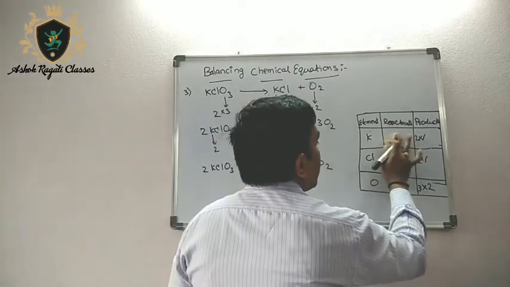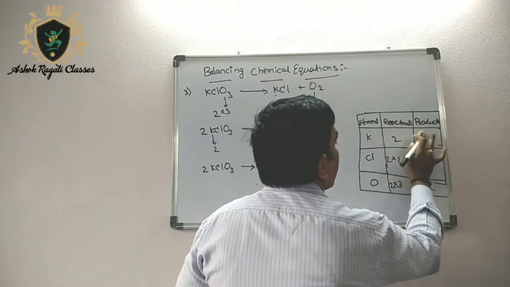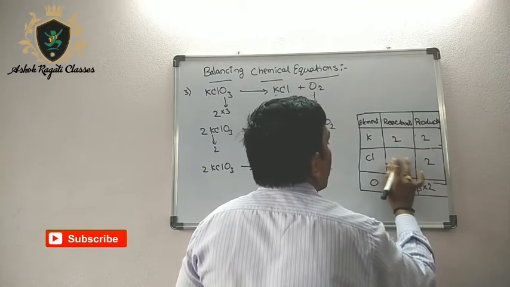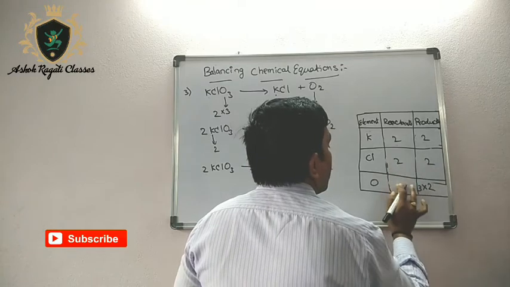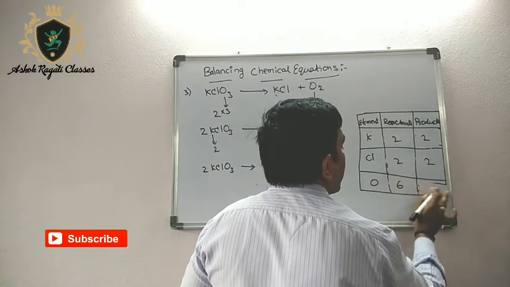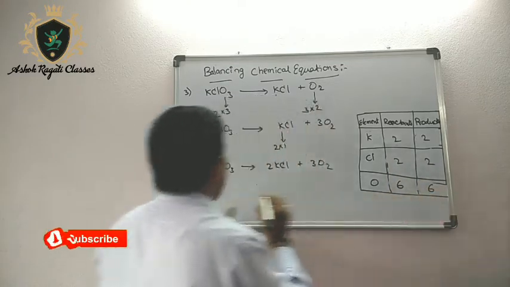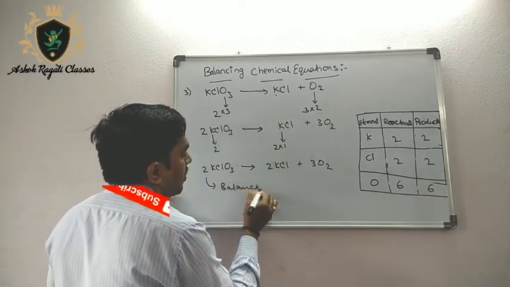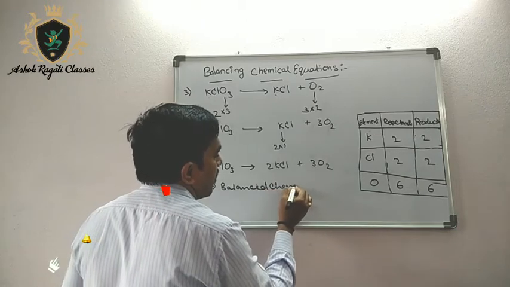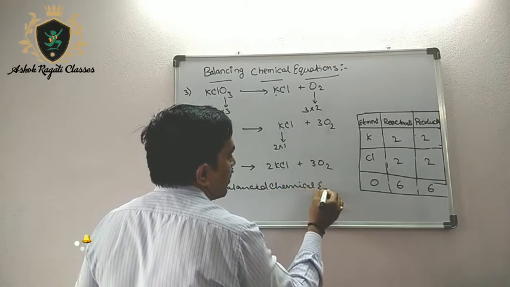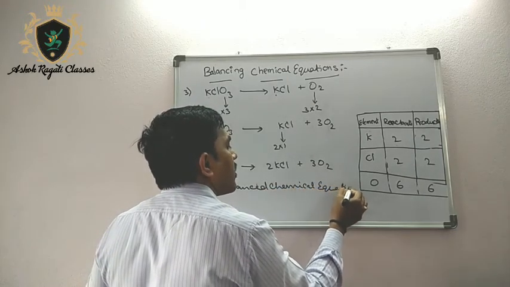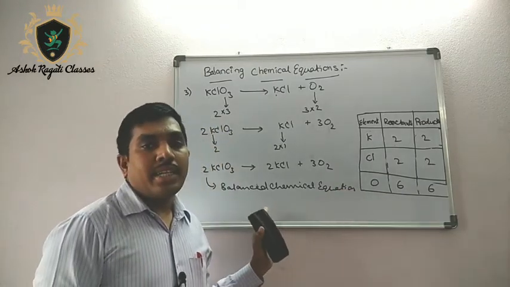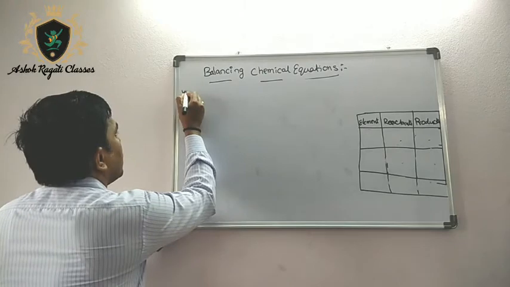Now rewrite, change this one. This is 2 and this is 2. This is 6. This is 6. Now this is balanced. Chemical equation. Yes or no? So this is a balanced chemical equation. Fourth equation.